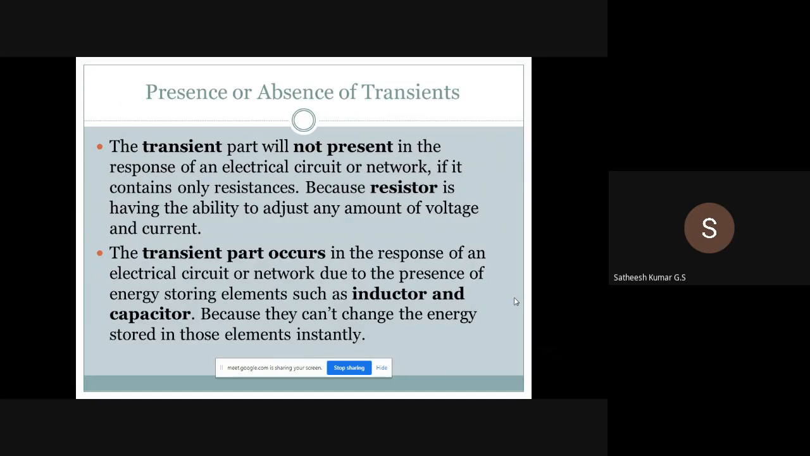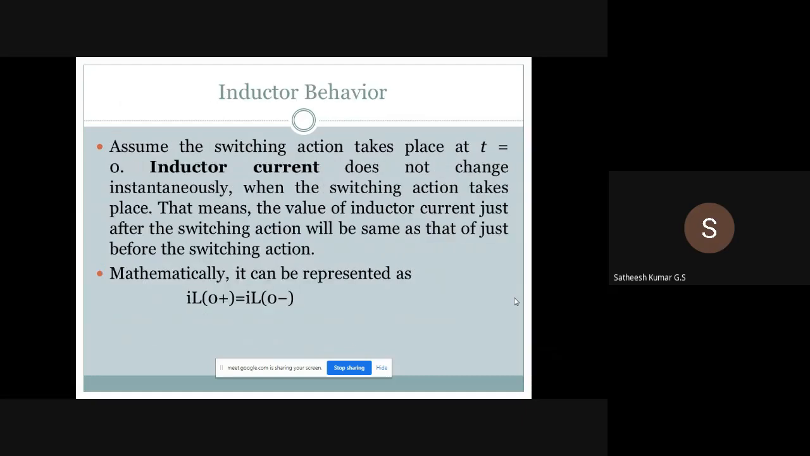But the transient part occurs in the response of an electrical circuit or network due to the presence of energy storing elements such as inductor and capacitor, because they can't change the energy storage in these elements instantaneously. So inductor and capacitor will not change their storing process instantaneously. So it will take some time to respond. That is called transient response. Okay. So the transient response mainly depends upon the inductor and capacitor. Now we are analyzing how the inductor and capacitor behave in a transient condition.